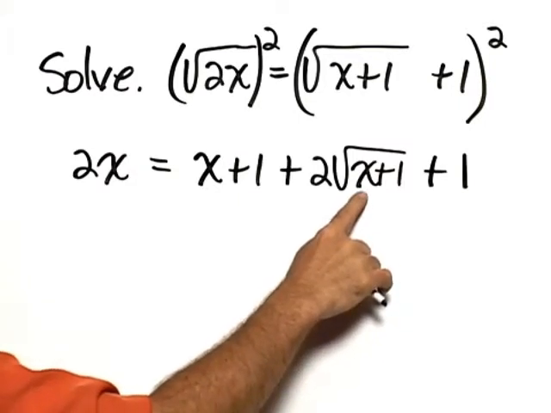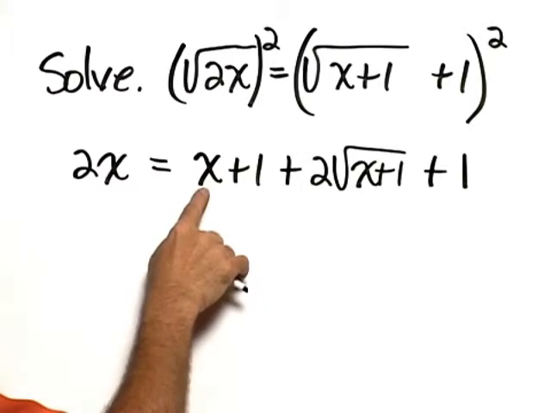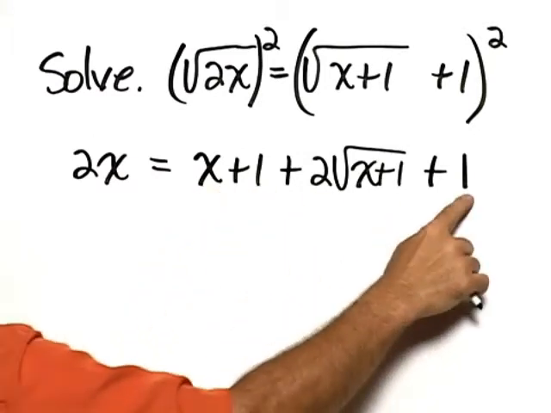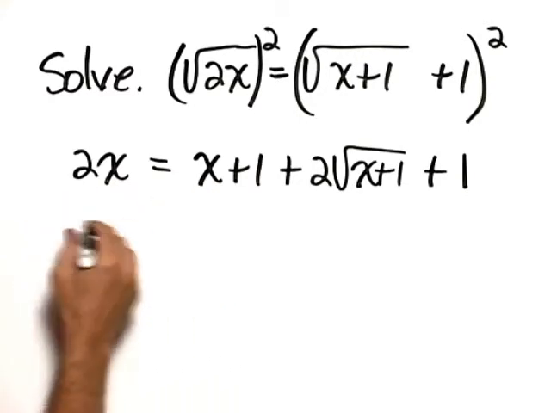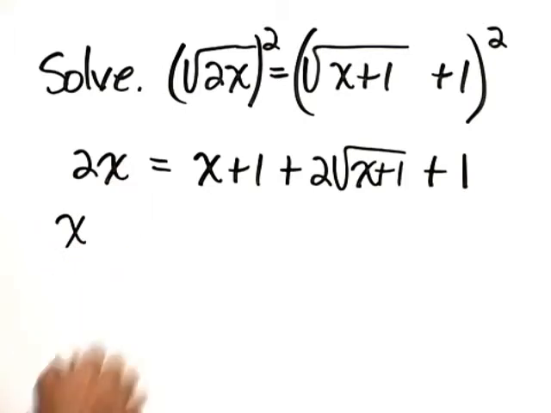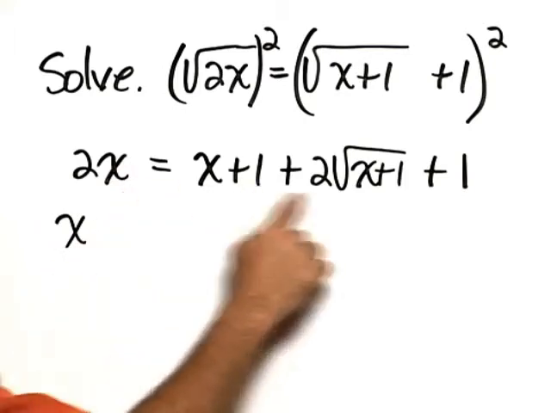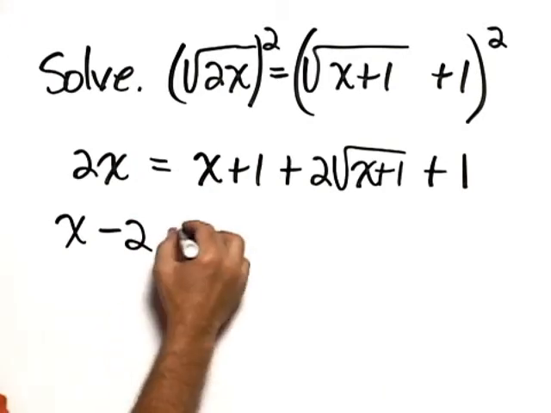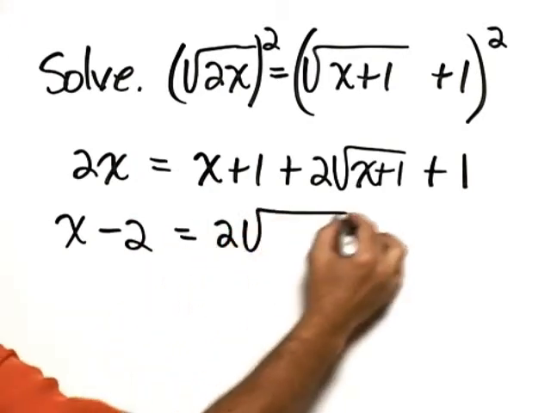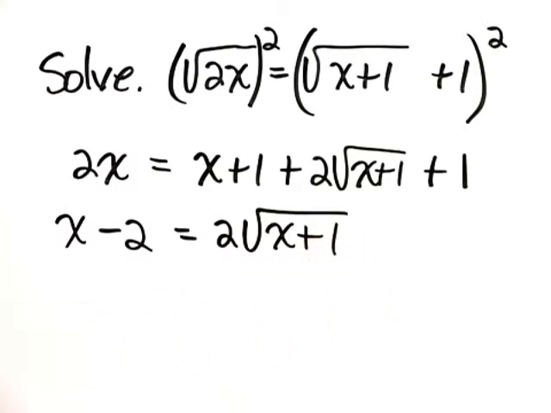So to do that, we need to subtract the x from each side, and then this is 1 plus 1, which is 2, so we need to subtract 2 from both sides. 2x minus x is x. There's no constant here from which we'll subtract 2, so that would be x minus 2. That's equal to 2 times the square root of x plus 1. Now we square both sides again.